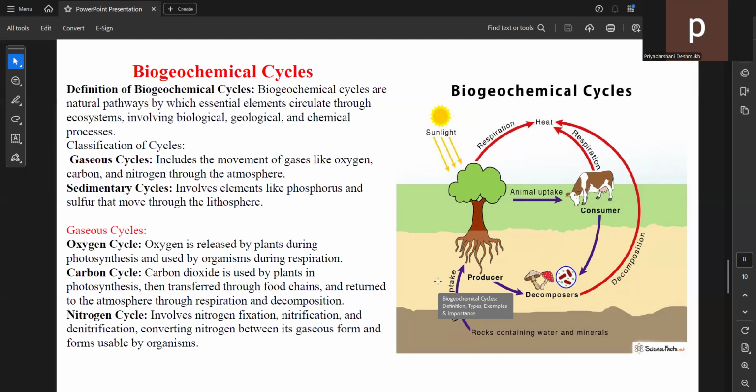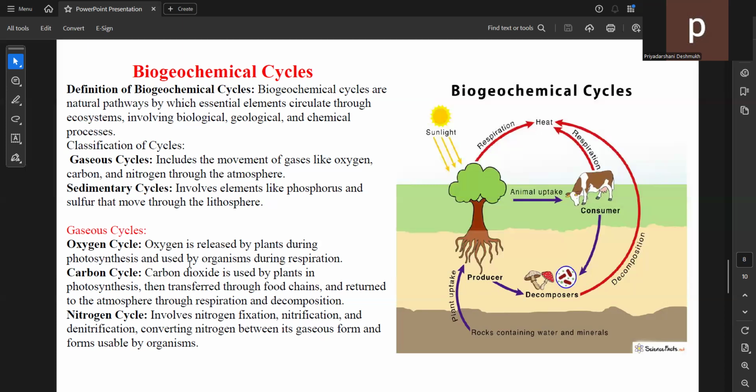Now, in the gaseous cycles, as we all know, there are oxygen, carbon, and nitrogen in the atmosphere, and they undergo a cycle, also called the oxygen cycle, carbon cycle, and nitrogen cycle. Whereas the sedimentary cycle involves elements like phosphorus and sulfur, which are present in the lithosphere. In the oxygen cycle, it is related with the plant during photosynthesis, and organisms use it in respiration. In the carbon cycle, the carbon dioxide is used by the plant and transferred into the food chain, and returns to the atmosphere in the form of oxygen mainly, which is used by animals or living beings for respiration.